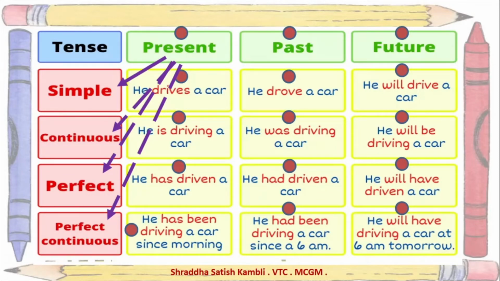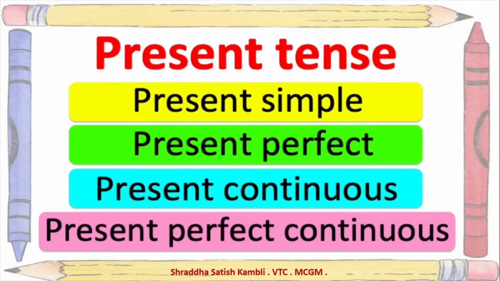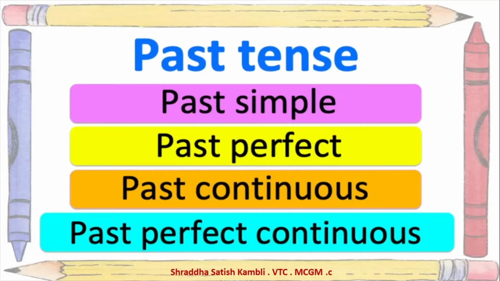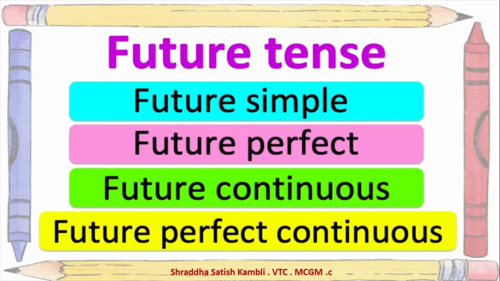Alright children, so now let's revise once again. Present tense is divided into present simple, present perfect, present continuous and present perfect continuous. Okay, what about the past tense? Again we have past simple, past perfect, past continuous and past perfect continuous. When we come to the future tense, you have future simple, future perfect, future continuous and future perfect continuous.